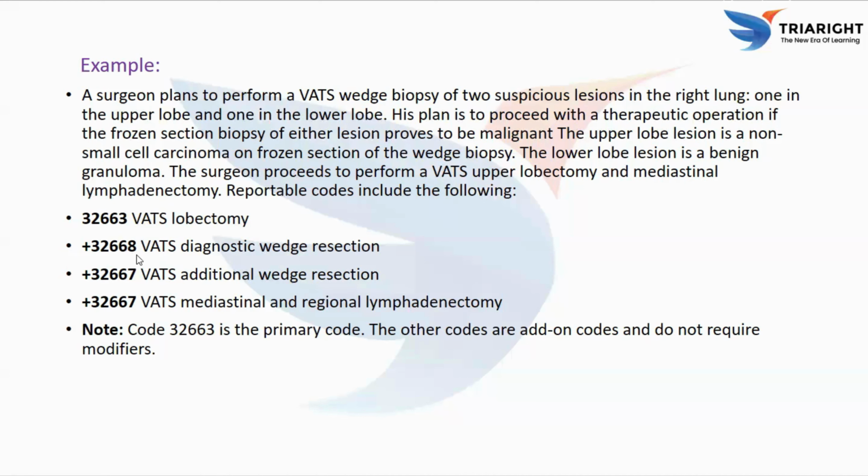And step 3, additional wedge resection. So this is also an add-on code. This is used for the second, separate lesion, the second wedge, granuloma. And step 4, mediastinal lymphadenectomy. So cancer surgery requires checking the lymph nodes. So plus 32674 is added.